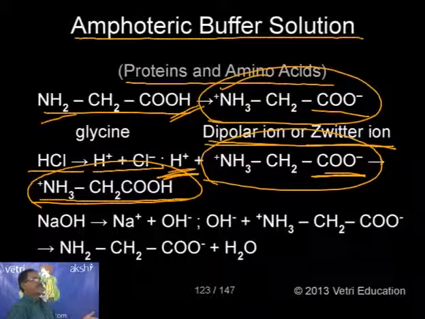This is a weak acid, so it is not getting ionized. So the added H plus is getting nullified. So pH will not change. In this amphoteric buffer solution, by addition of HCl, the pH value will not change.